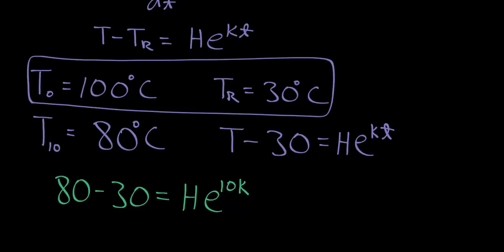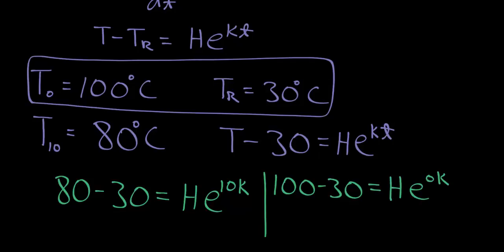Everybody see that? Now, I forgot to solve for the H, didn't I? Let me go back. After 10 minutes, we have this, right? Well, when time is 0, what do we have? We have 100 minus 30 equals H e to the 0K, right?